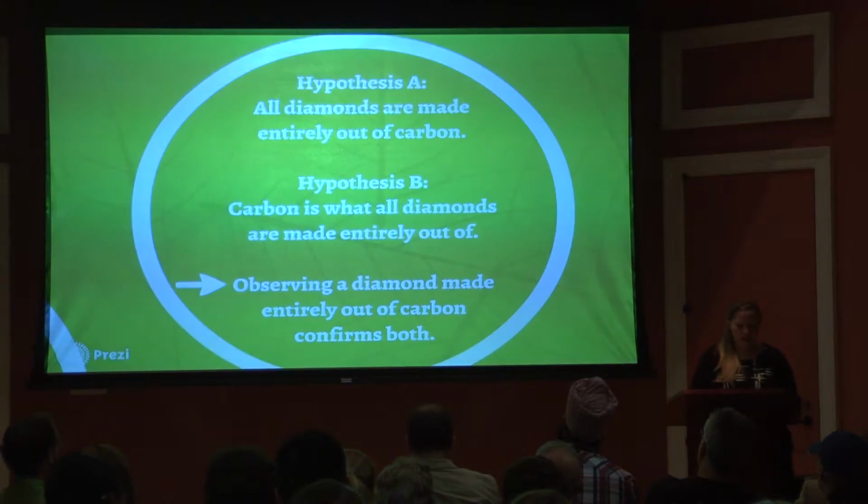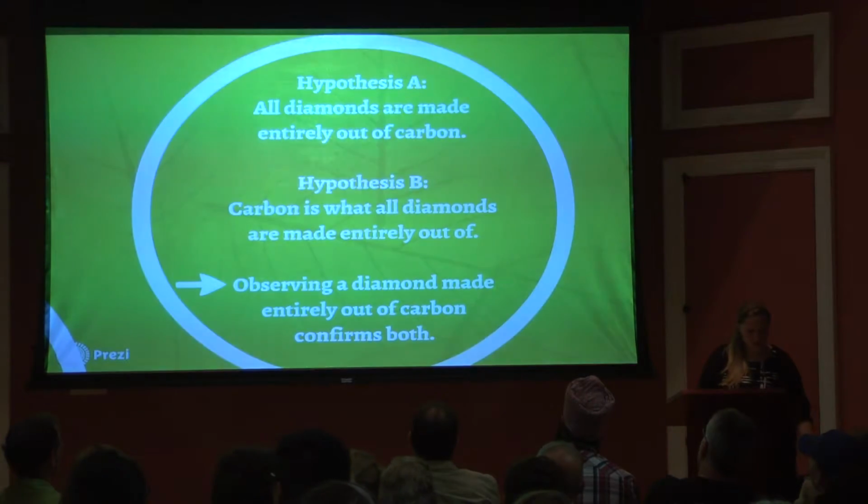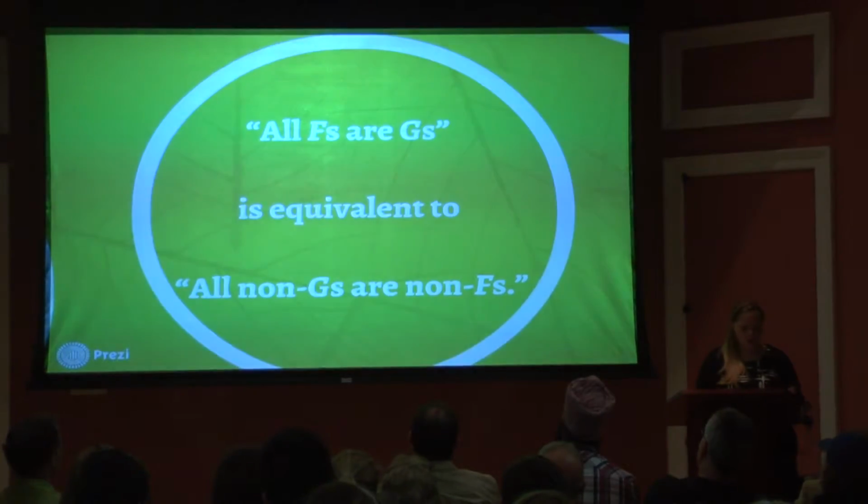Now, there's a third idea that contributes to the paradox, and that's a principle that you learn in an introductory logic course if you took one here at UNC. So this is the claim that if you have the claim all F's are G's, that claim is logically equivalent to the claim all non-G's are non-F's. So with M.Phil's raven example, that means that all ravens are black is logically equivalent to the claim that all non-black things are non-ravens.